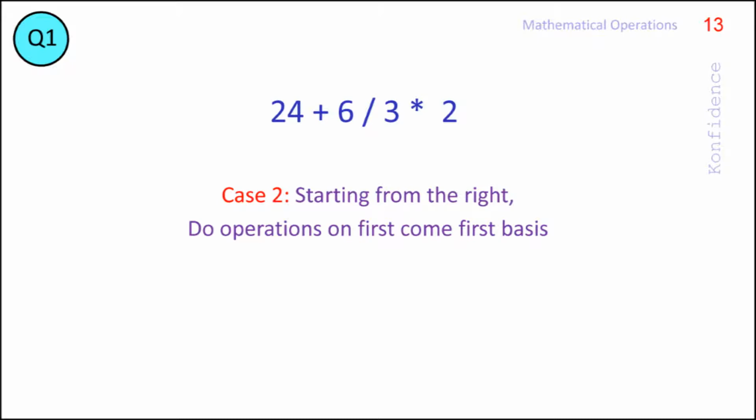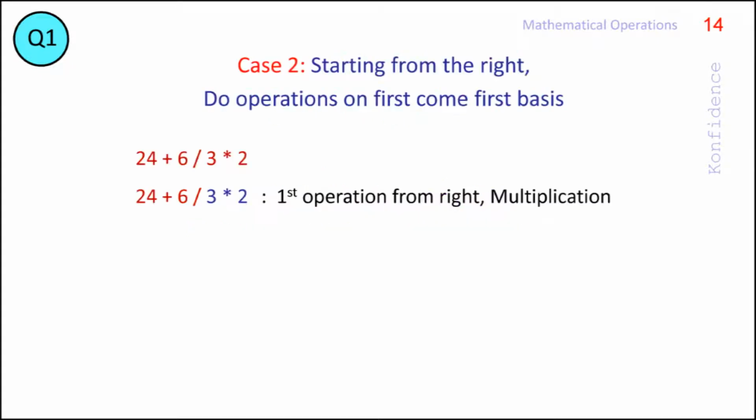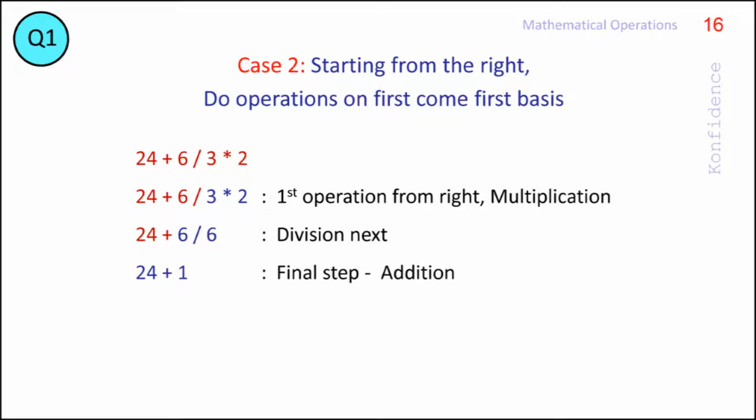Instead, if we did from right to left, we will have multiplication first, then division, and then addition. In this case, we will do 3 into 2 first. So, 24 plus 6 by 3 into 2 will be 24 plus 6 by 6. Then we do the division, that is 6 by 6. So we have 24 plus 1, which is 25. Note that the answer is different from the first case.